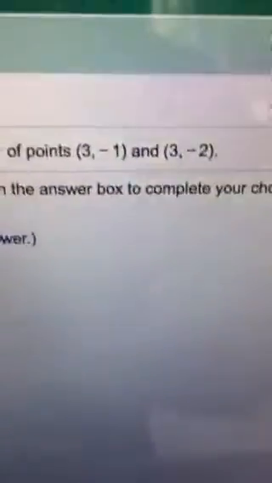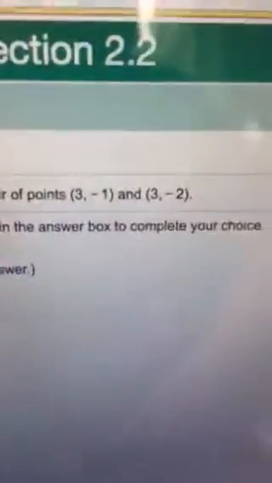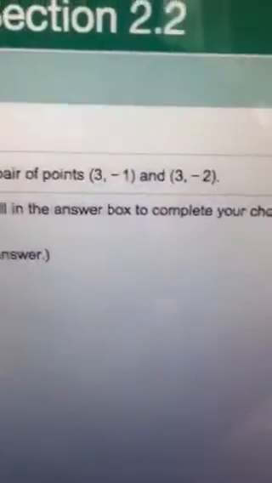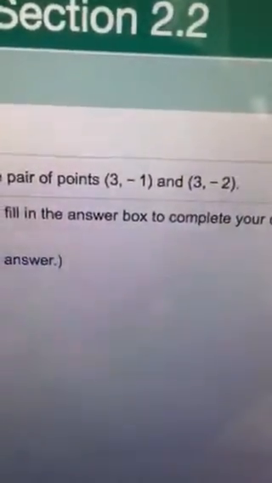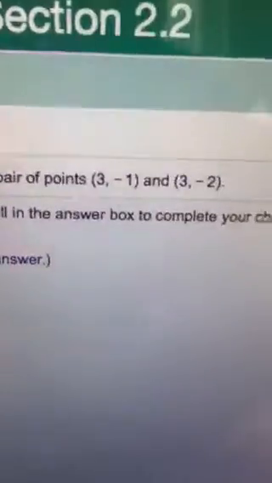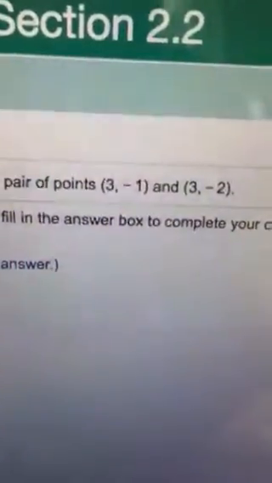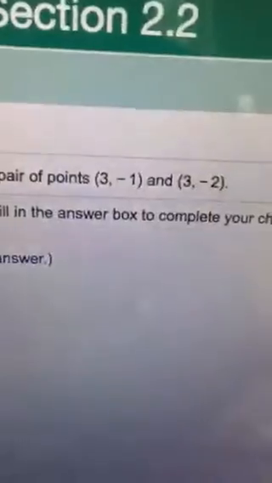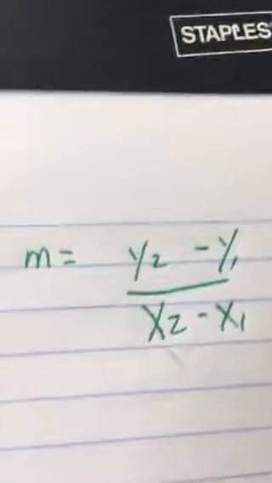Now, the next problem asks us to find the slope, if it exists, of a line between two pairs of points. Well, when you're finding the slope, you're using a formula that says that m equals y2 minus y1 over x2 minus x1. So this is the formula. Now, we are given 2 points. We're given (3, -1), and we're given (3, -2).